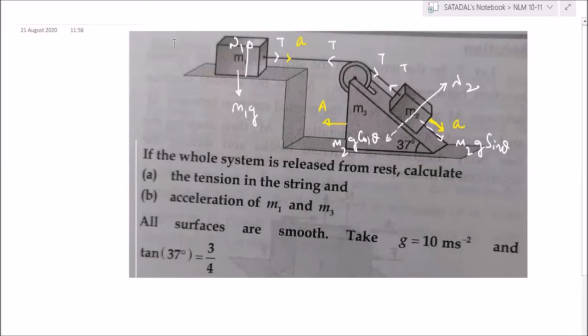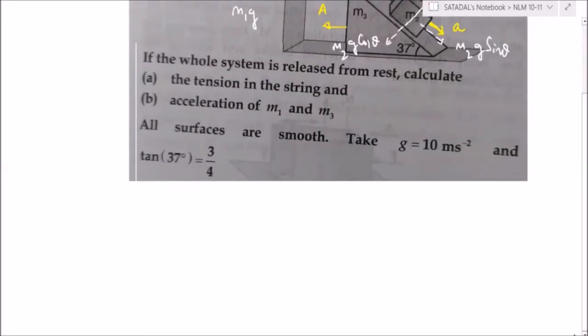Anyone? Anyone with the force equations, please? Yes. More or less correct. Yes, Chakradhar. Okay. Good, dear. Fine.